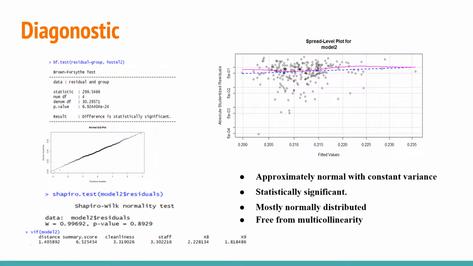The QQ plot appears to almost follow a straight line, as well as the p-value in the Shapiro-Wilk test is larger than the significance level, showing the residuals are mostly normally distributed. After the VIF test, we could see from the result that the model is now free from multicollinearity.